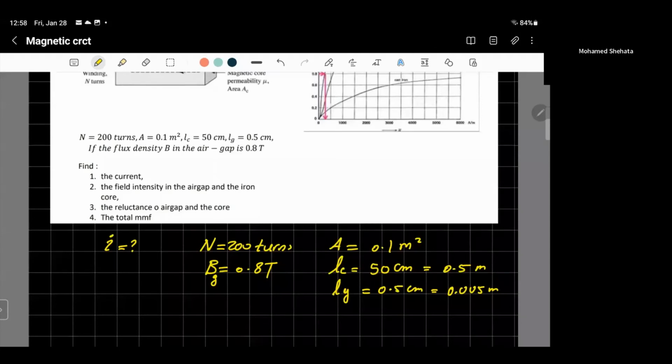Current is related to H. But H is not given, right? What's given here instead of H? What things about the magnetic field are given in this problem? B, all right. So is there a relationship between B and H? Yes. So now we have hope. The strategy in our mind: from B, we should get H, and from H, we get the current, right?